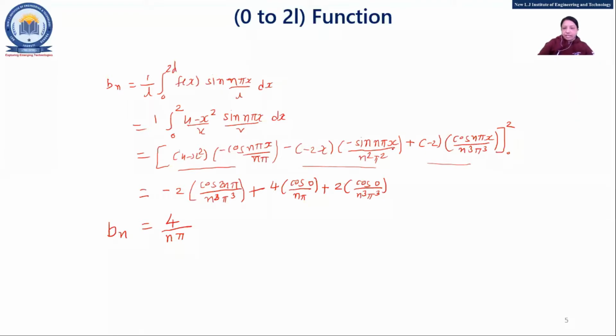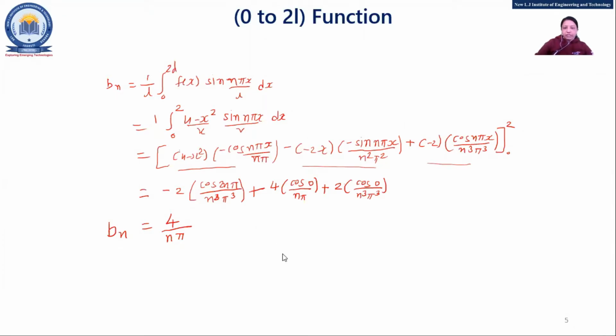Suppose you are taking this 2 here, sine 2n pi, that is 0. No need to write it. Suppose this 4 is applied here, so 2 square is 4, 4 minus 4 is 0. So no need to write that term either. In that way you need to go. Okay, so this will be the example.